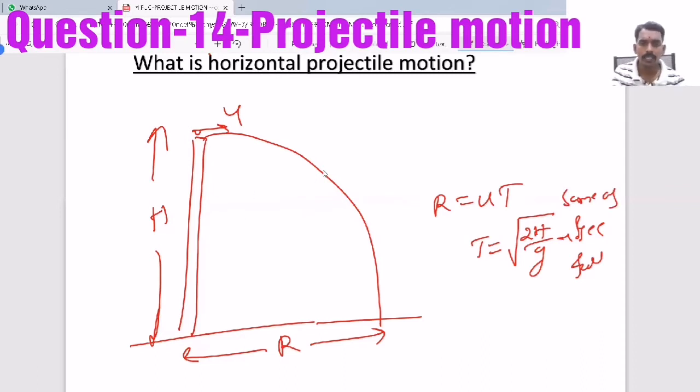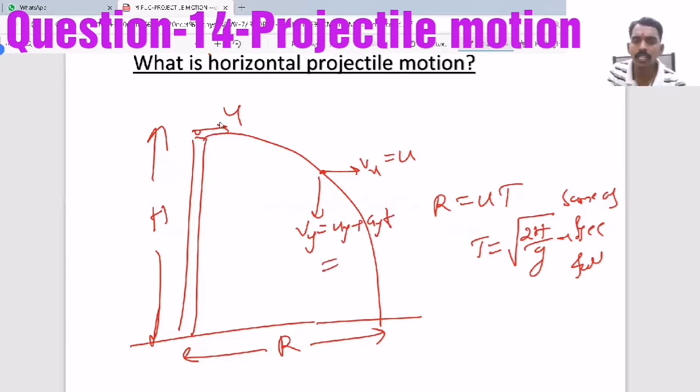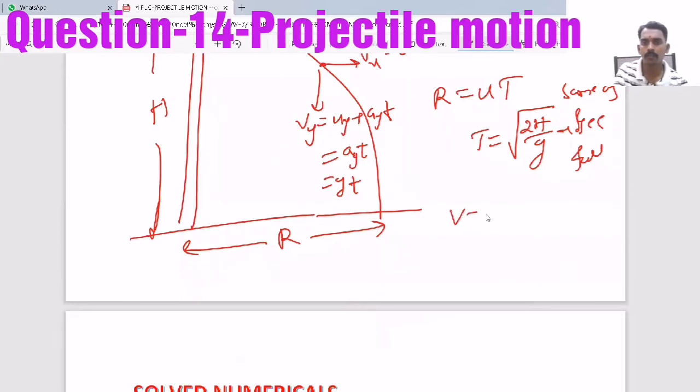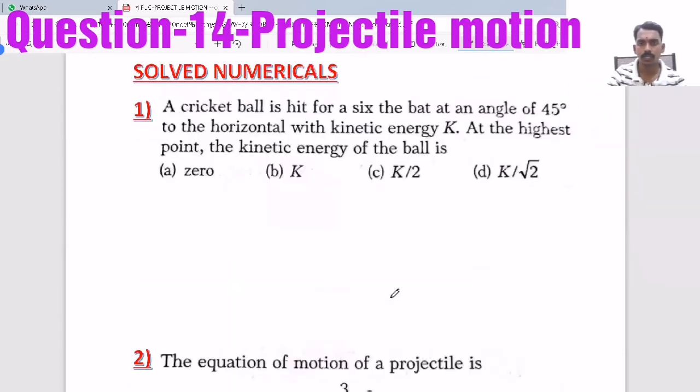Now at any instant here also there is one x velocity and one y velocity. The x velocity always remains constant, equal to the initial velocity u, and the y velocity is uy plus ay into t. As initially the velocity is along only the x-axis, the y velocity is 0, so vy at any instant becomes ay into t, nothing but gt. So the speed at any point will become under root u square plus gt whole square, that is vx square plus vy square. Based on these formulas, questions can be asked. Let's see a few numericals.